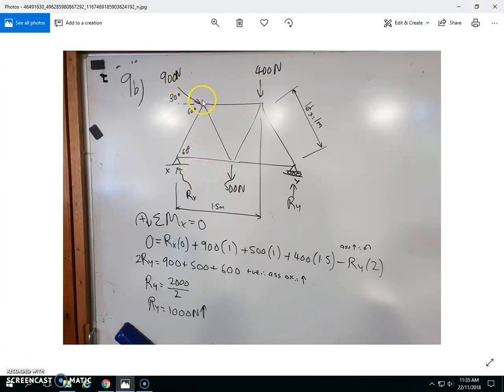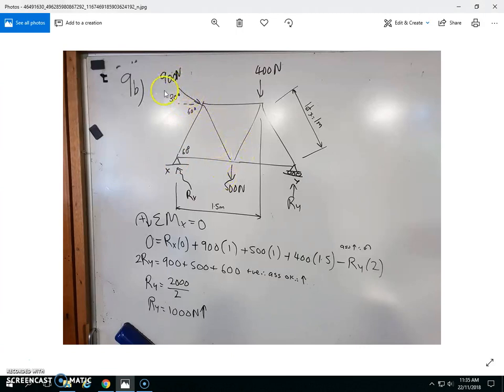The 900 newtons, which is at 30 degrees. We have 400 newtons, 500 newtons mid-span, and we have 2 reactions. We know that reaction Y has to be perpendicular. We're making the assumption that it's going to be perpendicular, straight up, and we know that reaction X is going to have some horizontal component because it's the pin, and we have a horizontal component here.